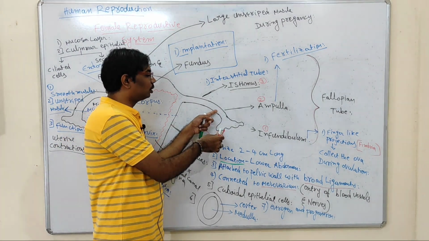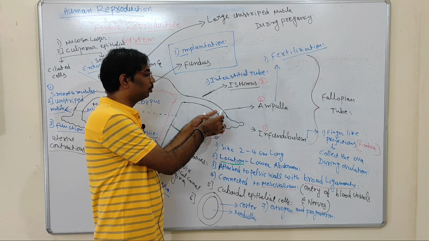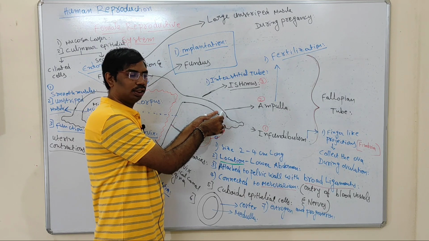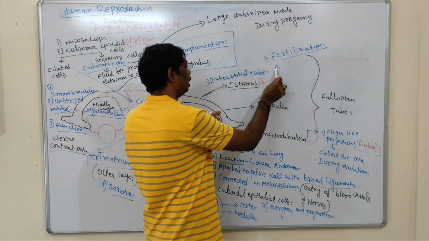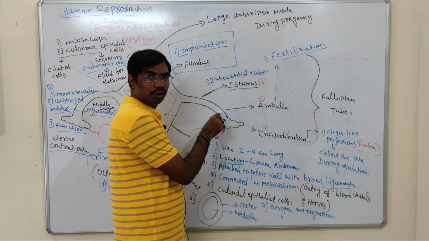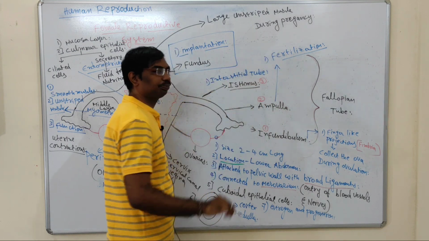Then the ova is also moving towards the ampulla. So both the ova and the sperm will reach together in the ampulla region, and the ampulla region is responsible for fertilization. The ampulla region present in the fallopian tubes is responsible for fertilization.